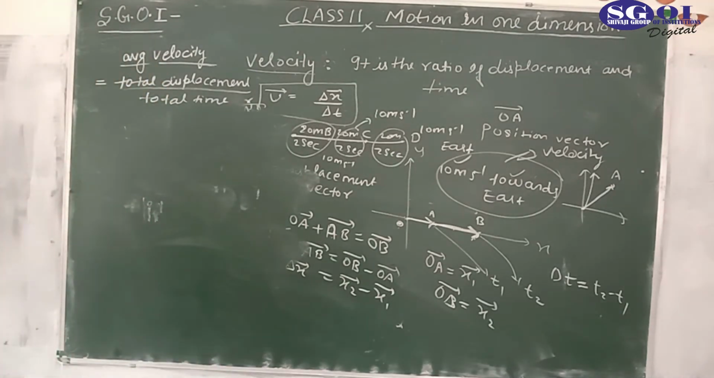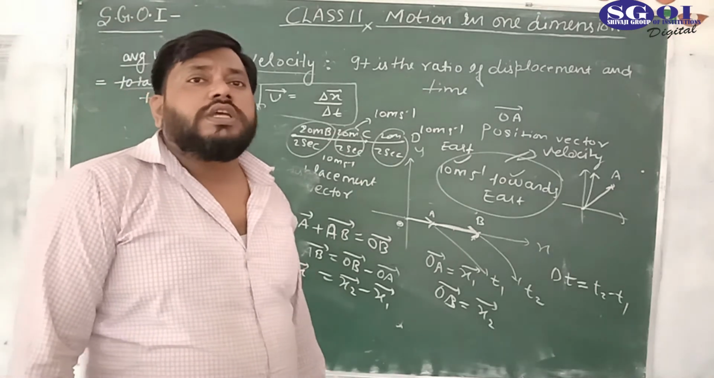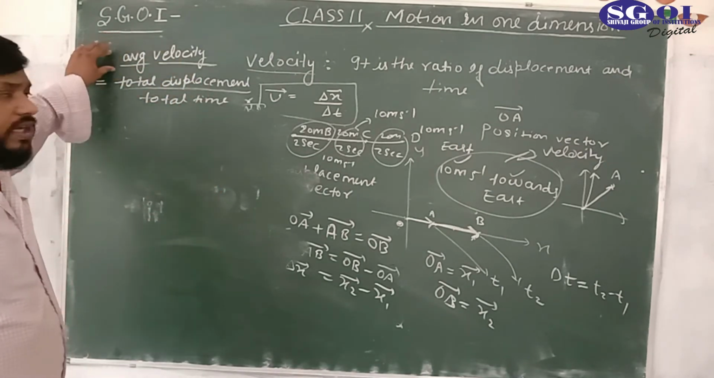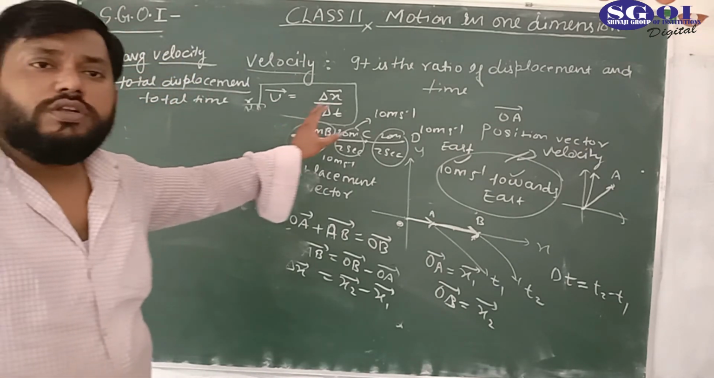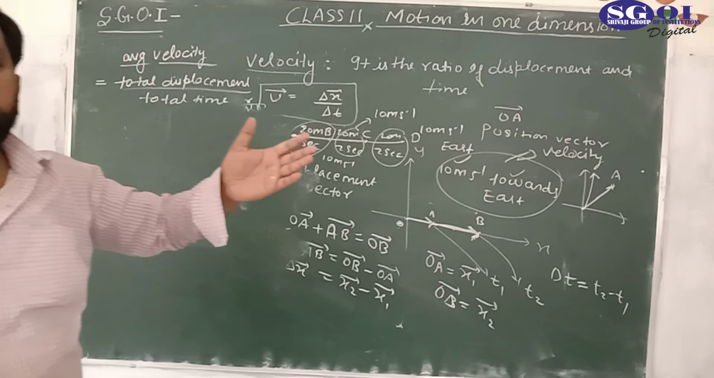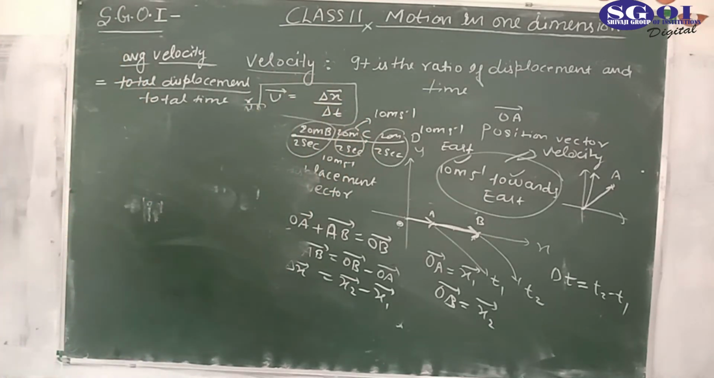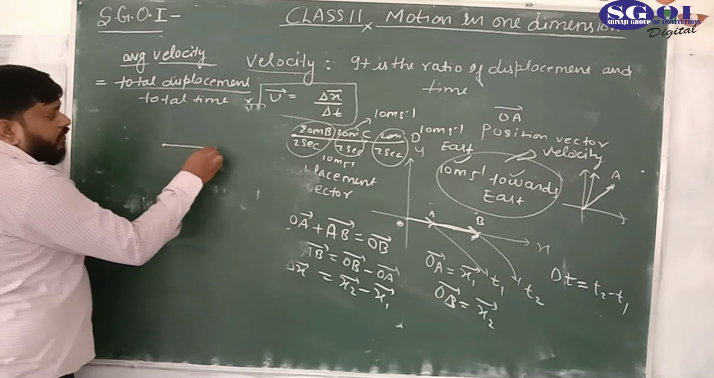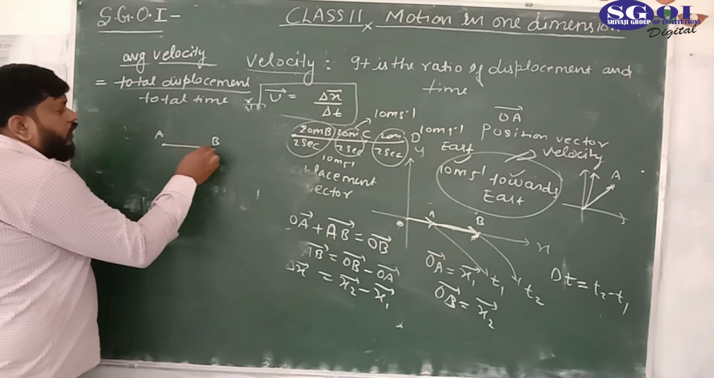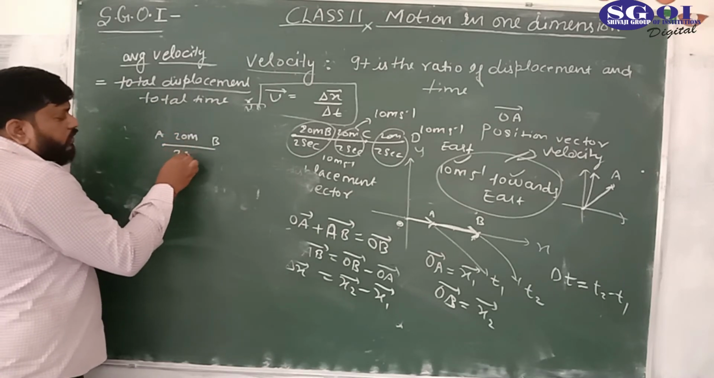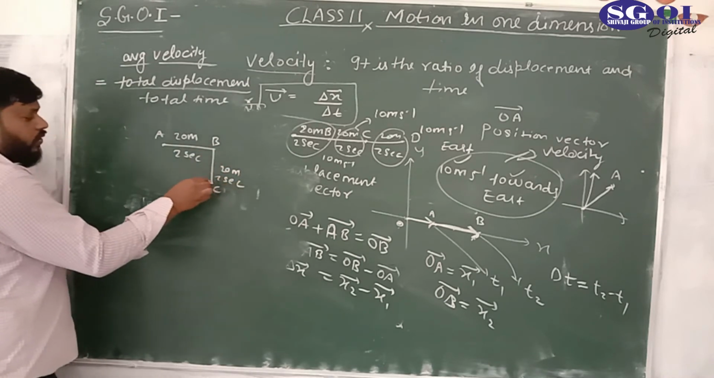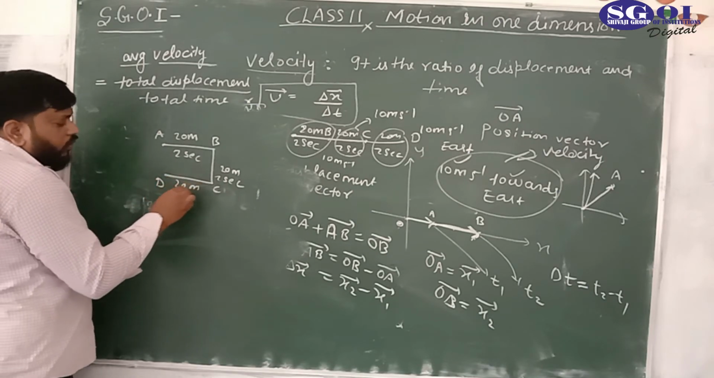It is the velocity at which, if the object covers the particular journey with this velocity, then it would reach the final destination in the same interval of time as it does going part by part. So we have taken one example: A to B 20 meter in 2 seconds, then B to C 20 meter in 2 seconds, again C to D 20 meter in 2 seconds.